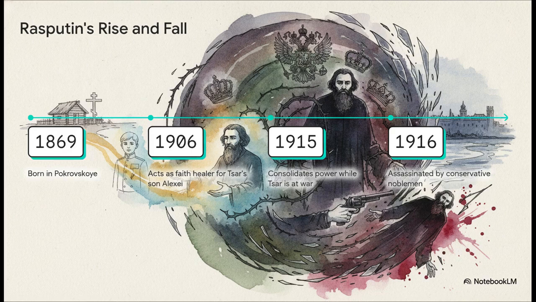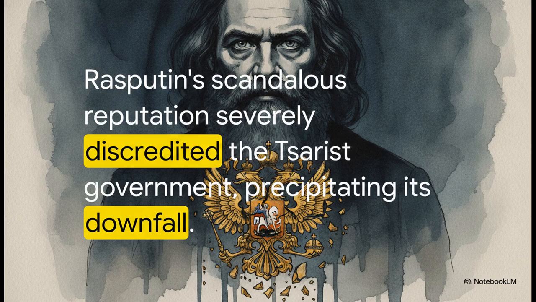Rasputin totally leveraged this highly intimate role to grab immense political power. His influence hit its peak around 1915. When Tsar Nicholas left the capital to oversee the army during World War I, Rasputin and the Empress were basically left running the entire empire. But here's the crucial point.